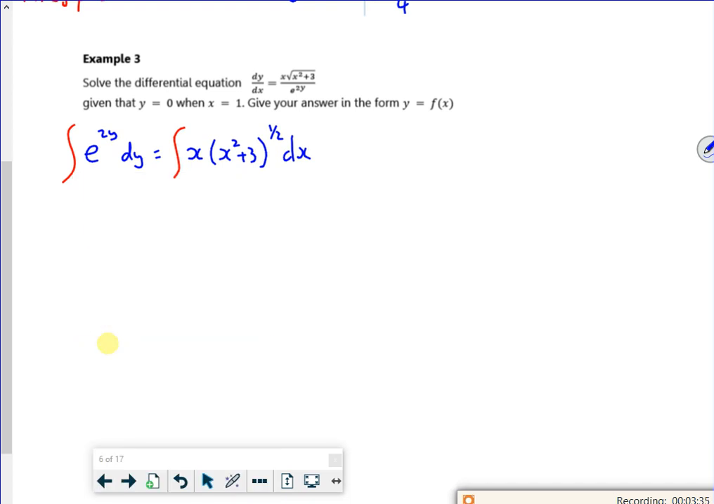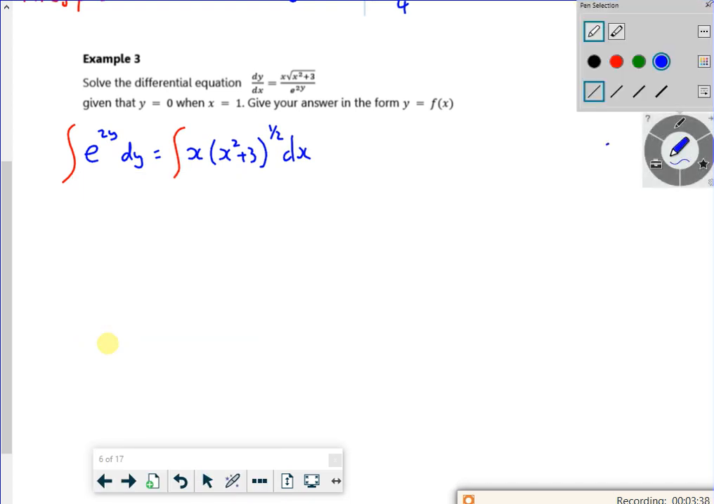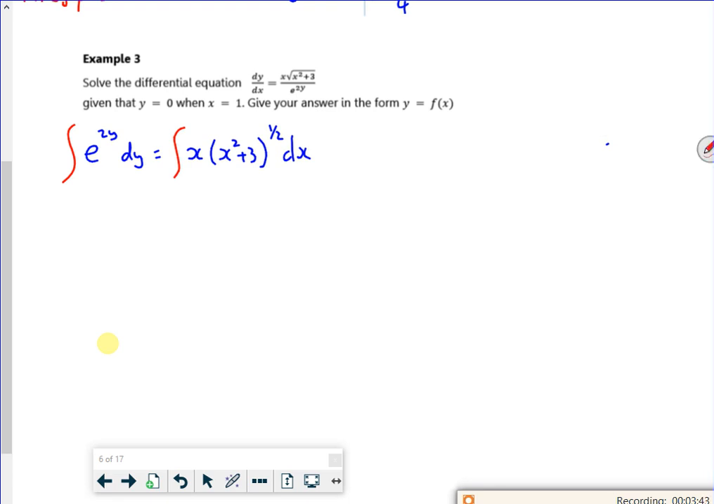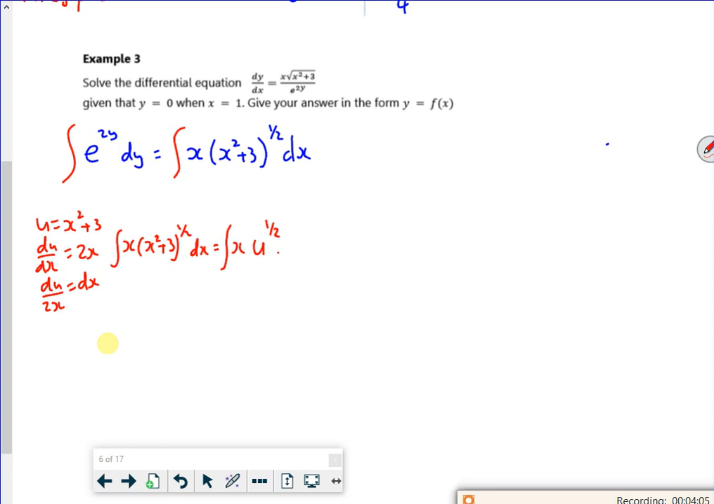I'll do a different color so it stands out. Sorry, hang on. There. So I'm going to use u equals x squared plus 3. So du dx is 2x, so du over 2x is dx. So this integral of x squared plus 3 to the half dx has become x u to the half du over 2x. And the x's will cancel, and it's a half u to the half du.